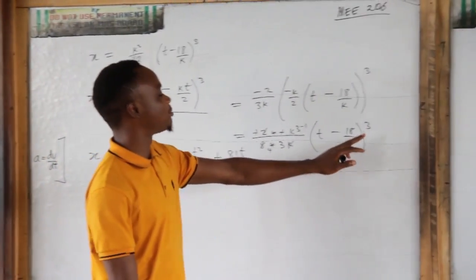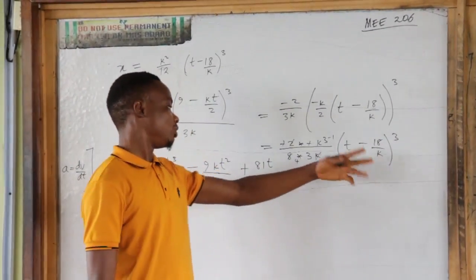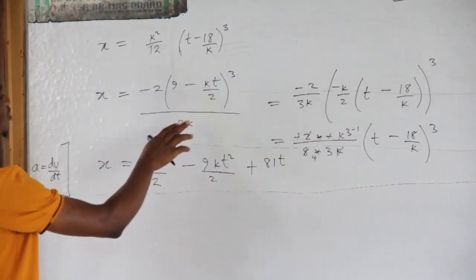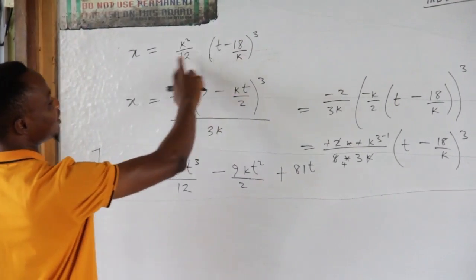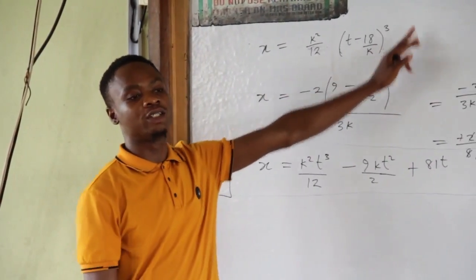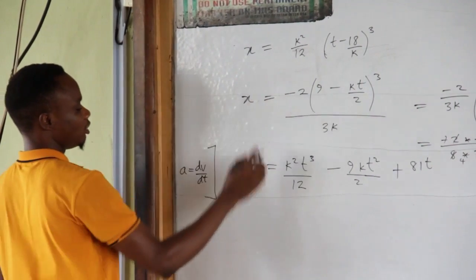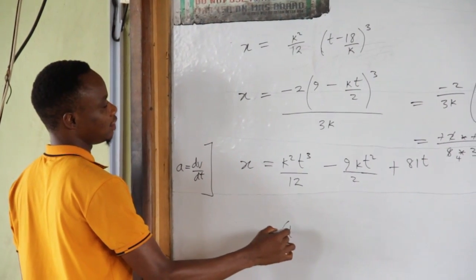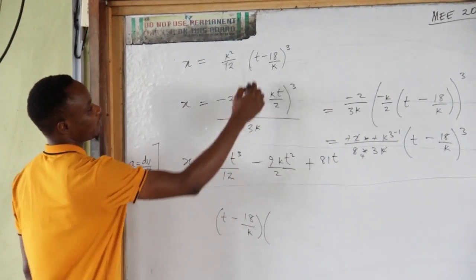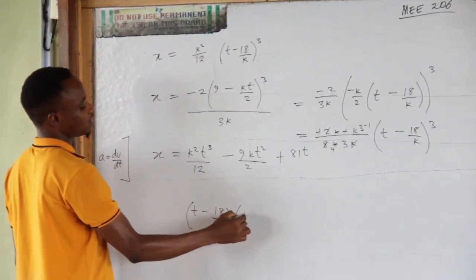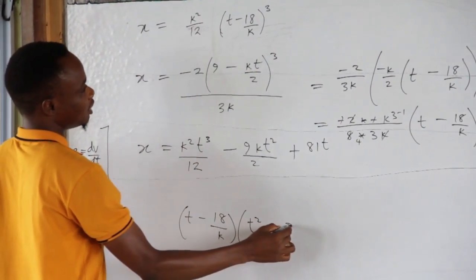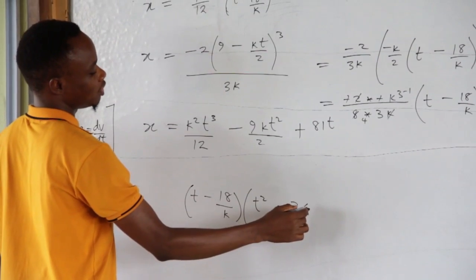Okay, so when you open this bracket, for instance, you might get the same thing as this. We type this also, we know the answer like this is more right here. If you do this, what are you going to get? You're going to have something like this. C minus 18 over k multiplied by, when I square this, it's going to be t squared minus 2 times this. That's going to be 36. Do you understand what I'm doing?